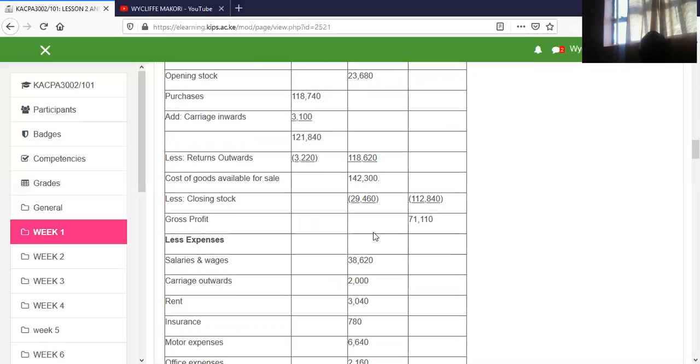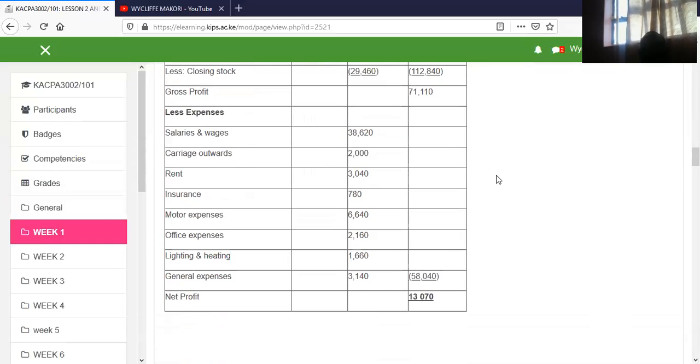If there is none, you less all the expenses for that particular year. You less them here. First of all, you add them, all of them here, then you less the total here, so that now you can get the net profit for that particular financial year.